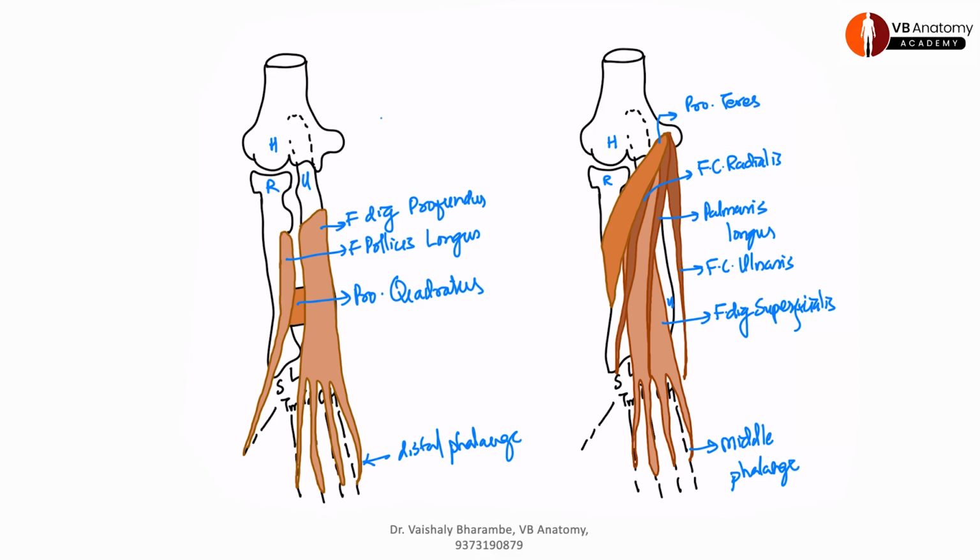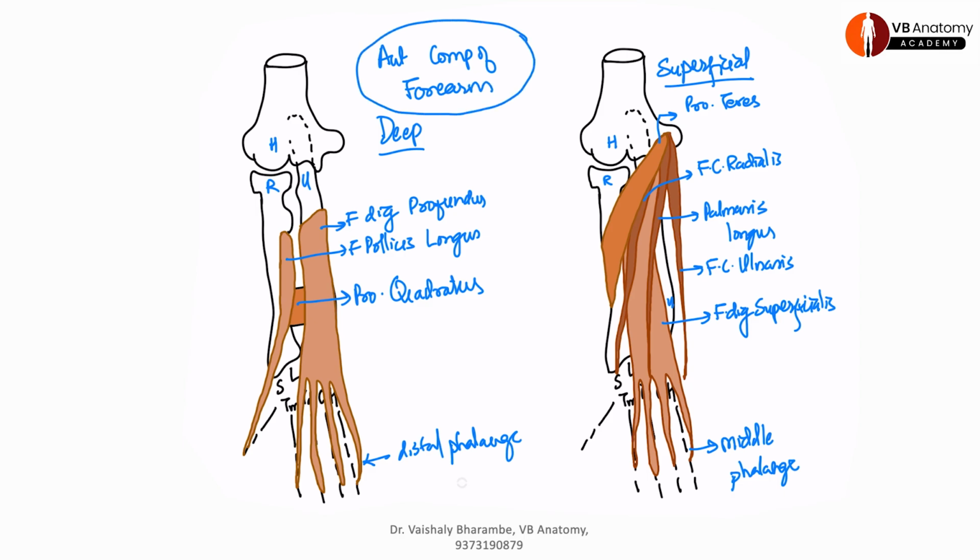Right. So these are deep. These are superficial. These are all muscles of the anterior compartment of forearm. This is how easy it is to remember muscles of forearm if you draw them on the bones. So knowing your osteology is important.